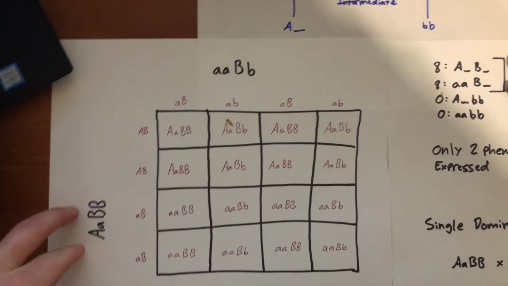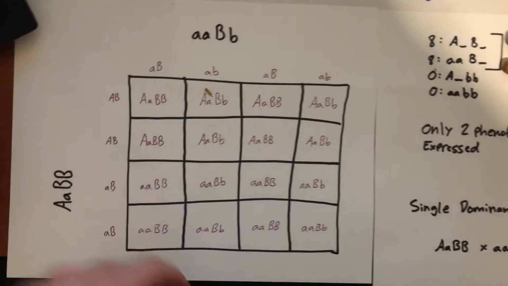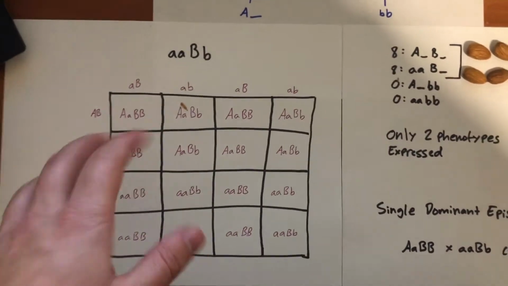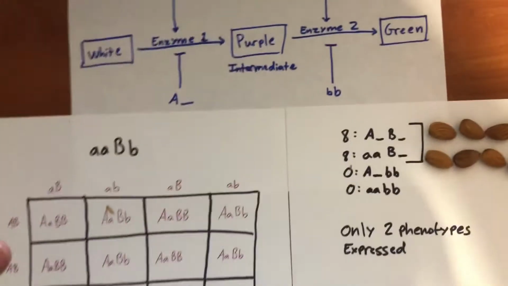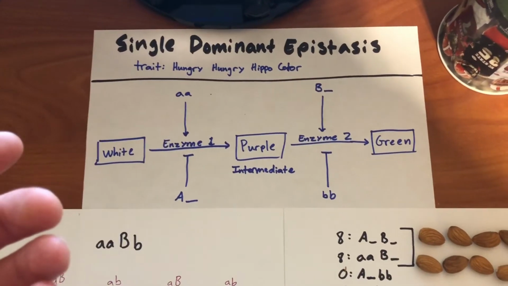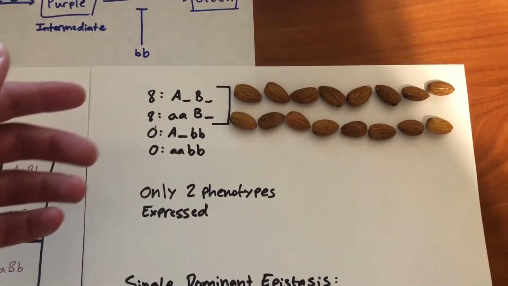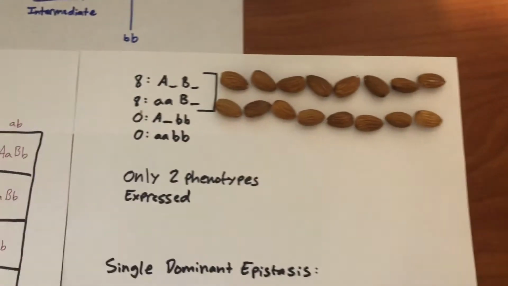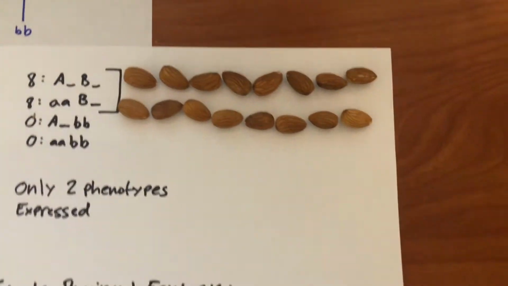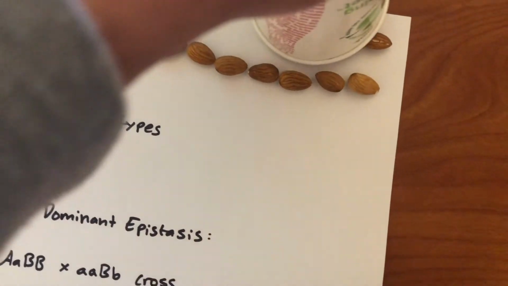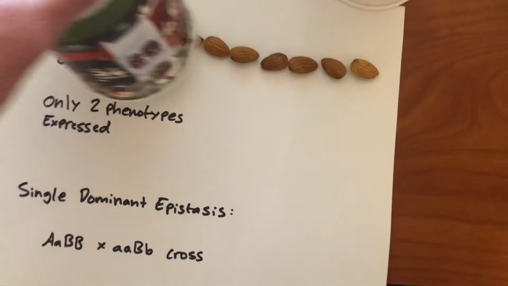So here we have another cross where the parents have different genotypes. That will mean that the offspring will have different phenotypes this last time. It's the same situation where there's a single dominant epistasis for the A dominant allele. And so in this situation, we will have 8 that are white, and then the rest, 8, will be green.